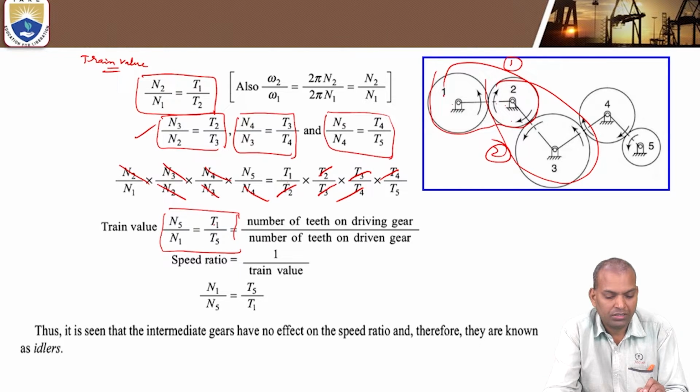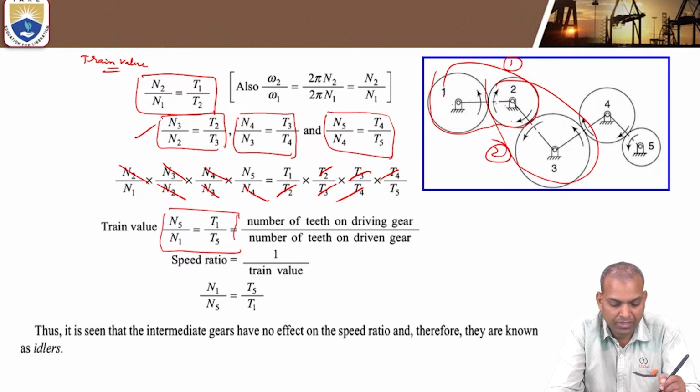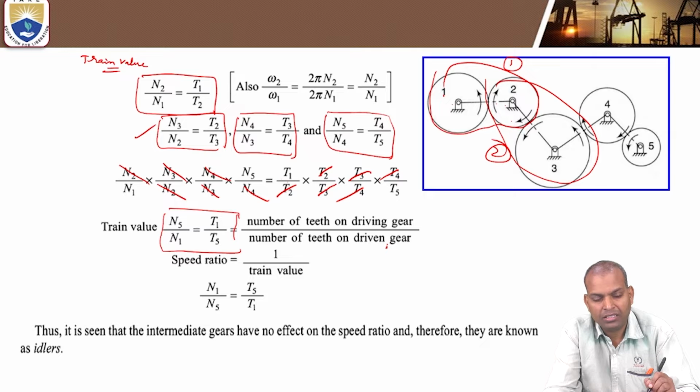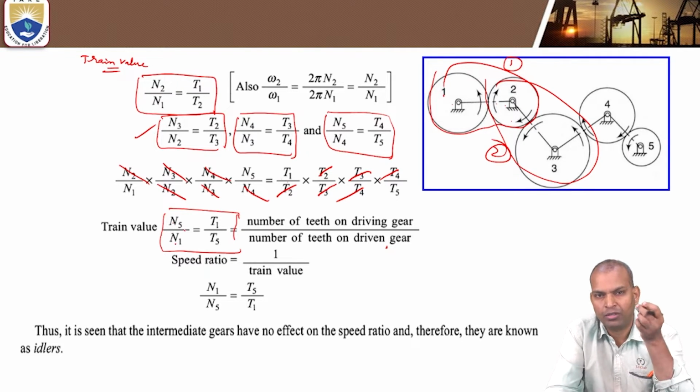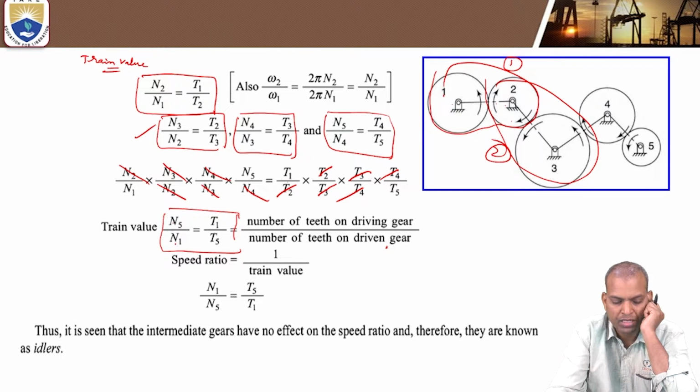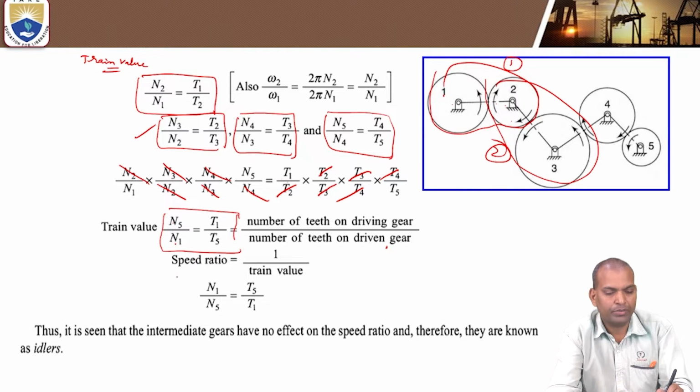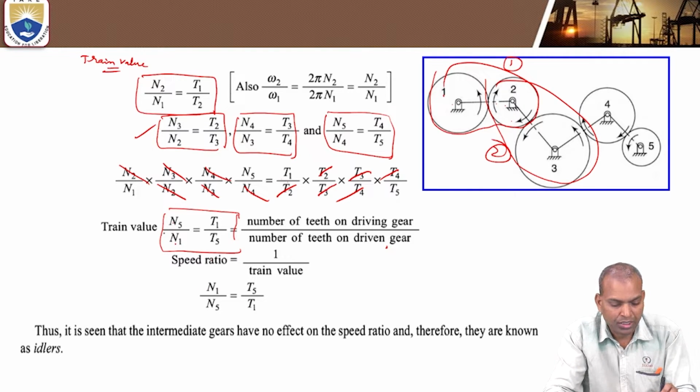That means T1 is the number of teeth on the driving gear and T5 is the number of teeth on the driven gear. Here gear 5 is the follower or driven. So N5 by N1 equals T1 by T5. That is, the speed of the follower by the speed of the driver equals the number of teeth on the driver by the number of teeth on the driven gear. So this is the train value. What is the speed ratio? That is 1 by train value, the inverse of the train value. That is N1 by N5 equal to T5 by T1.